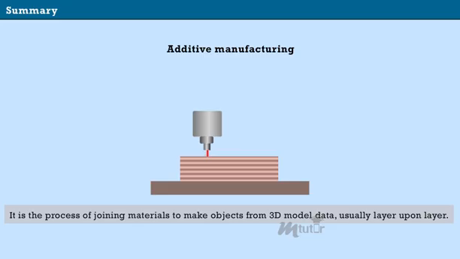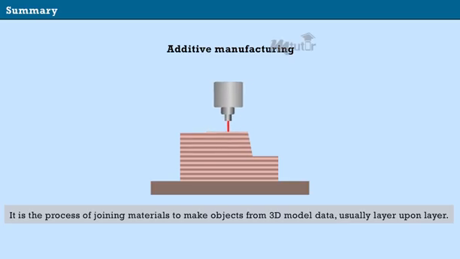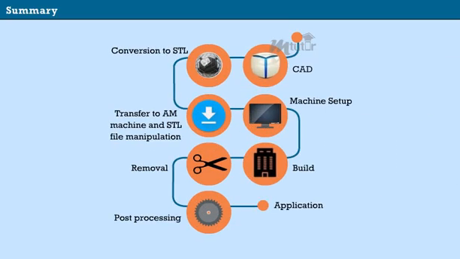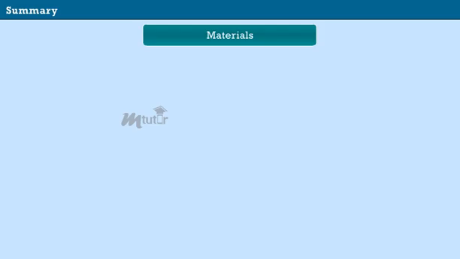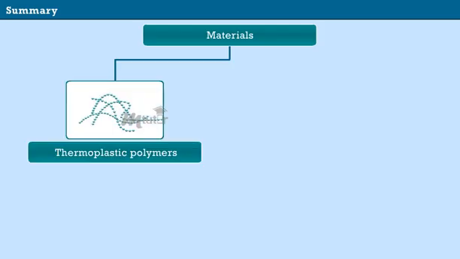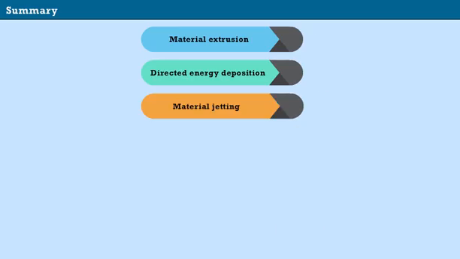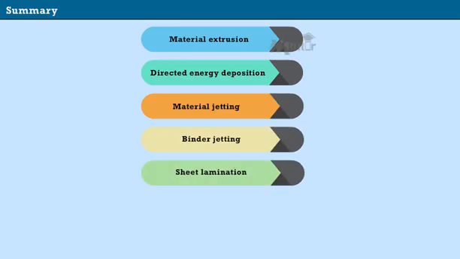Summary. In this lesson, you have learned that additive manufacturing is the process of joining materials to make objects from 3D model data, usually layer upon layer, as opposed to subtractive manufacturing methodologies. The generic process followed by additive manufacturing. Materials used in additive manufacturing are thermoplastic polymers, metals, ceramics, and biochemicals. Types of additive manufacturing processes are material extrusion, directed energy deposition, material jetting, binder jetting, sheet lamination, vat photopolymerization, and powder bed fusion.